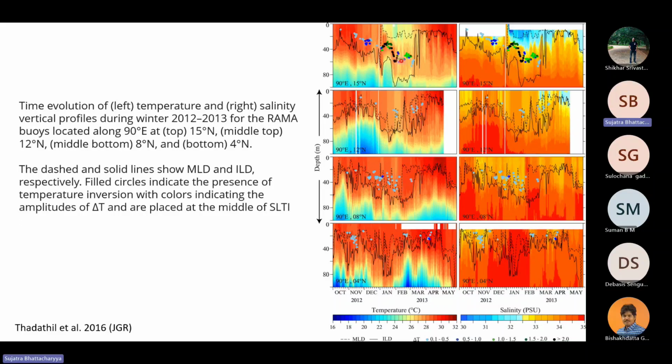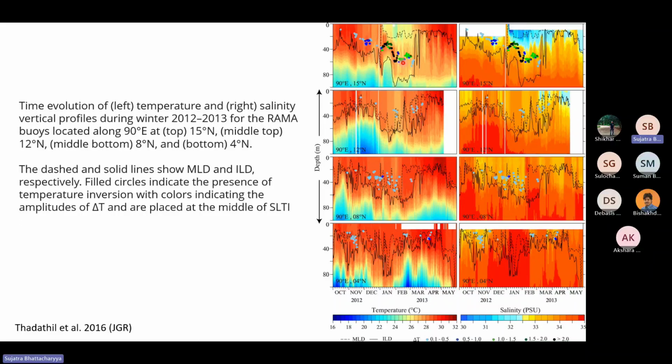And these dots are present at the center of the inversion layer. By the center, I mean the center of this particular inversion layer. So you can clearly see that as you go more towards the north, the inversion layer also becomes deeper, and the magnitude of the inversion also becomes stronger and stronger.